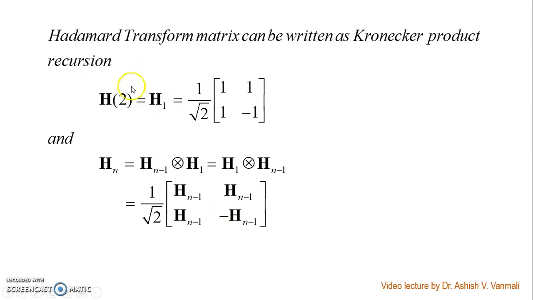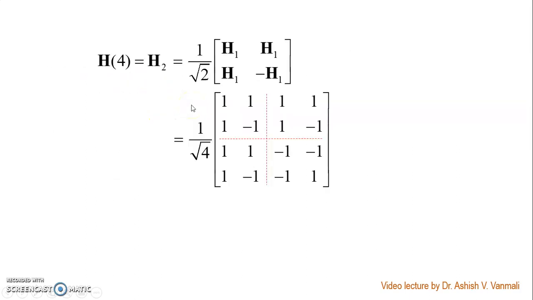So we have over here H1. From H1 we can generate the H2 matrix, which is nothing but the Hadamard matrix of size 4. It will be 1 upon root 2 times H1 H1, H1 minus H1. If you substitute the values of H1 and take that 1 upon root 2 out, you will get this as 1 upon root 4 1 1 1 1. Or let me write it in terms of the matrices over here. So this is H1. This will be again H1. This quadrant will also be H1, and this will be minus H1. So this is now my whole H2 matrix.